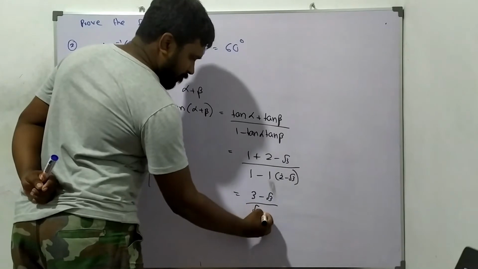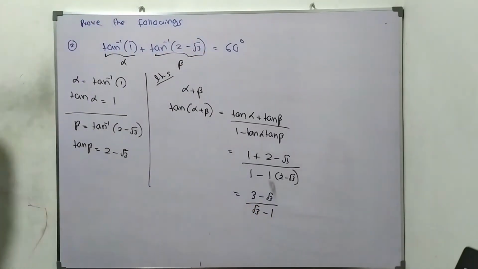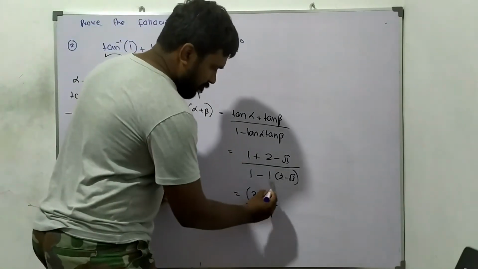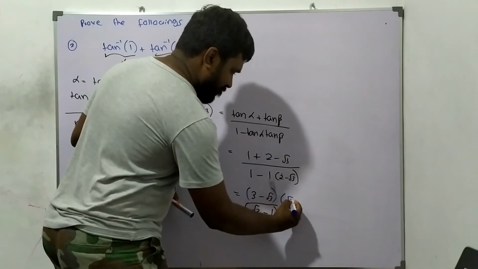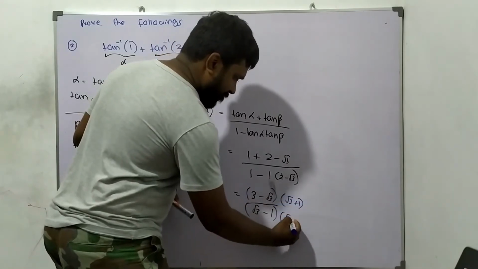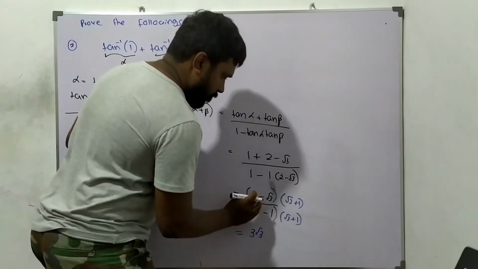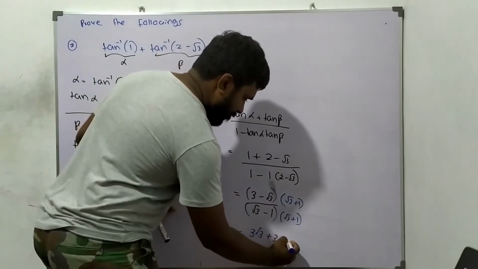So it's root 3 minus 1, right? Likewise, we can multiply by the conjugate of the denominator. So anyway, we need 60 degrees, no? You know tan 60 means root 3, right? So the final answer should be root 3.